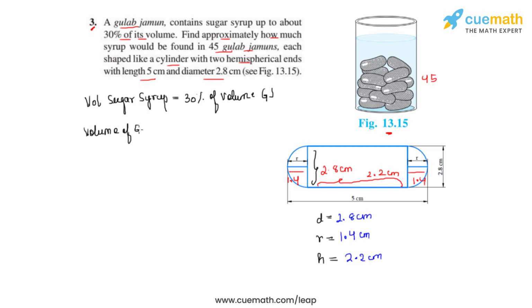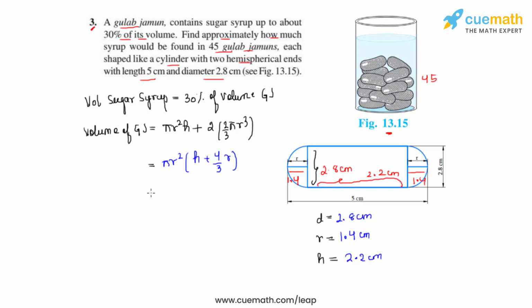Now, to find the volume of a gulab jamun, we'll add the volumes of the two hemispheres and a cylinder. So we can write it as pi r square h, which is the volume of the cylinder, plus 2 times 2 by 3 pi r cube, where 2 represents the two hemispheres and 2 by 3 pi r cube is the volume of a hemisphere. Now we can take out pi r square, so we will be left with h plus 4 by 3 r.